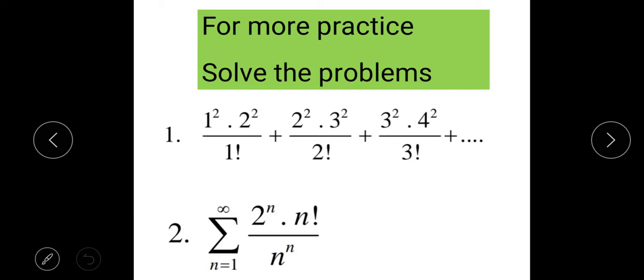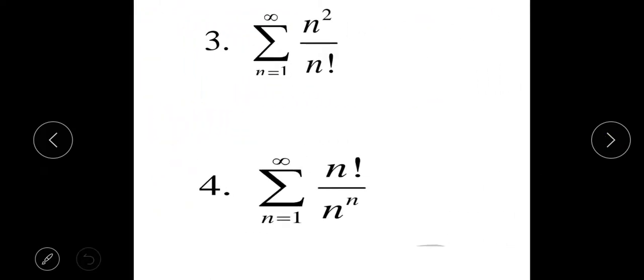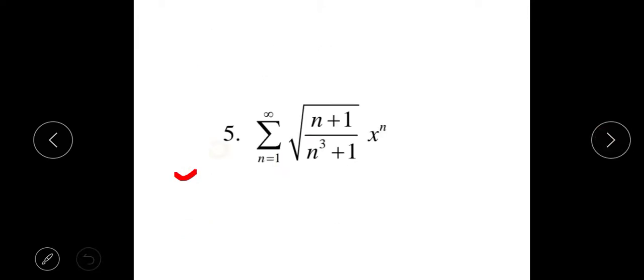Let us now see some practice problems on this topic. You can note down these questions or take a screenshot of this page. This is question number 1, this is 2, here is another question 3, this is 4. Note down these questions and practice at home. This is the last one. You can solve the questions and write the answers in the comment box, and if you have any doubt regarding today's video, you can ask me in the comment box.